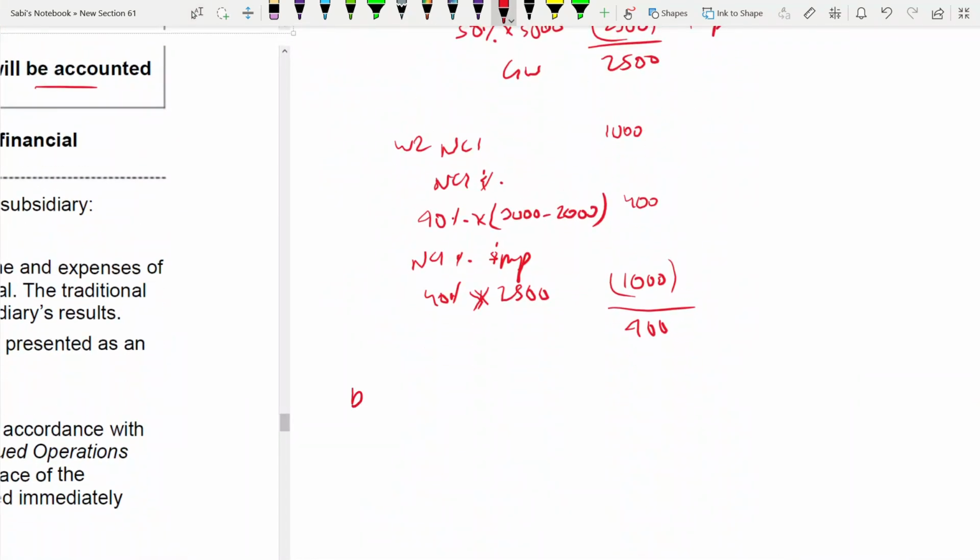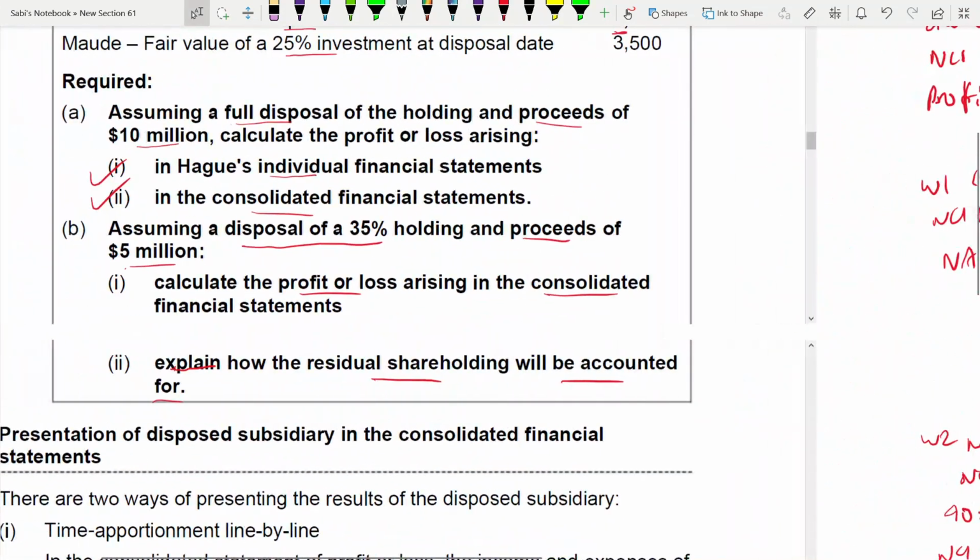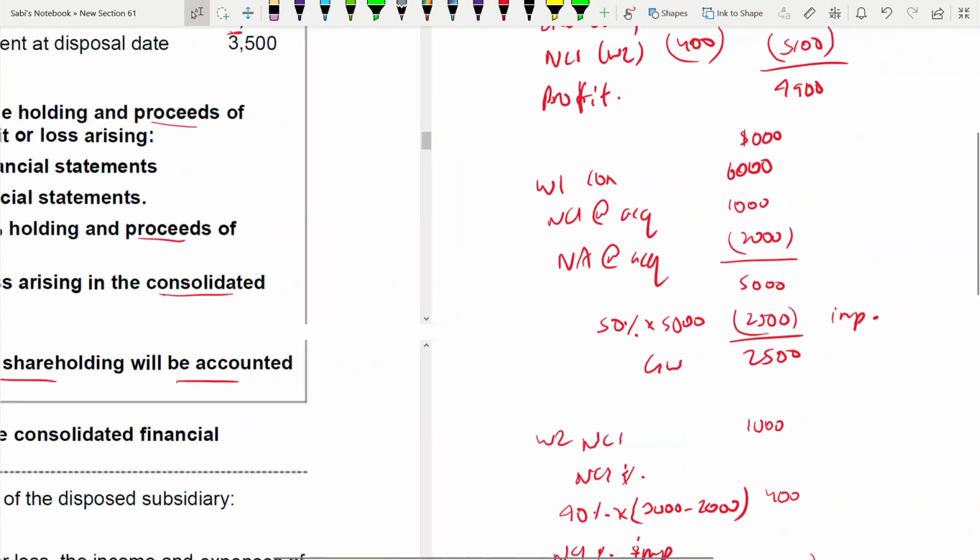So B, okay. When it's B, there are also two parts to it. First one, in the consolidated financial statement. Okay. So we'll do that.